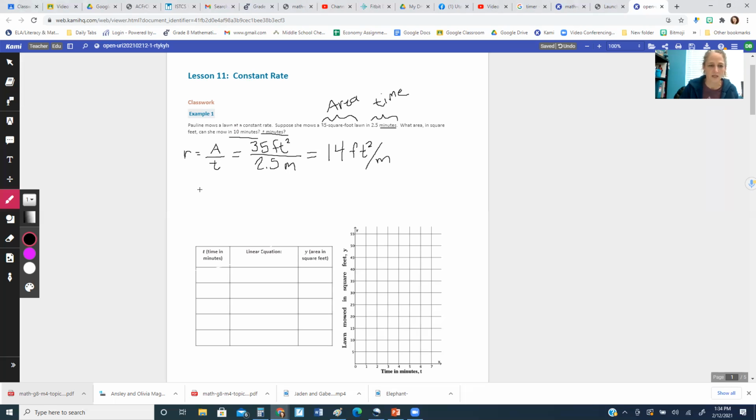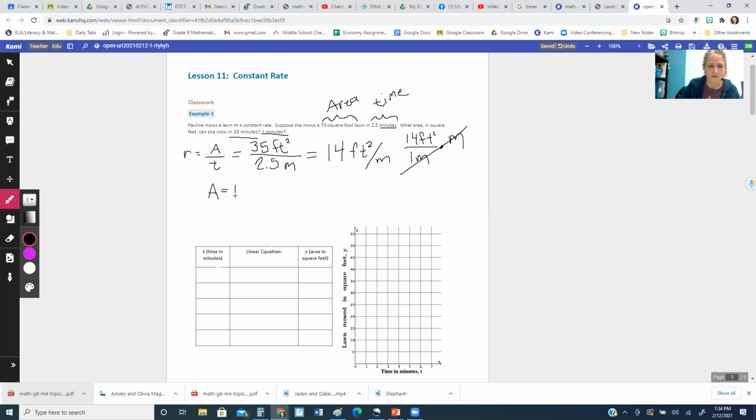So the area, remember, is going to be equal to the rate times the time. If we forget, is it rate times time? Is it rate times area? If I say 14 square feet divided by 1 minute, I can express it as a fraction. Well, if I multiply that by time, by minutes, I've got minutes divided by minutes and it goes away and my answer is in area. So that's how you can think about it, okay?